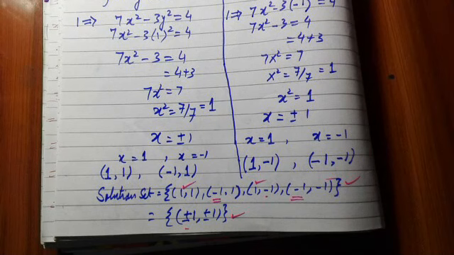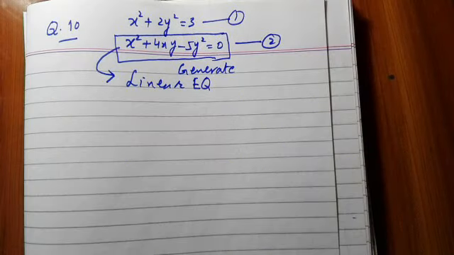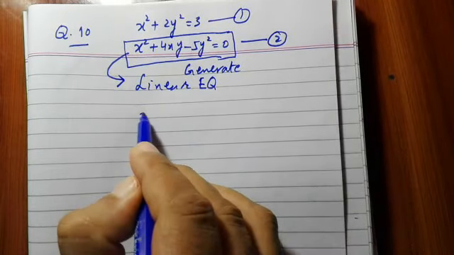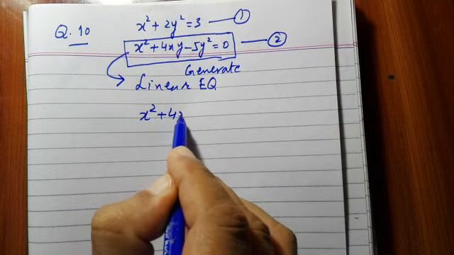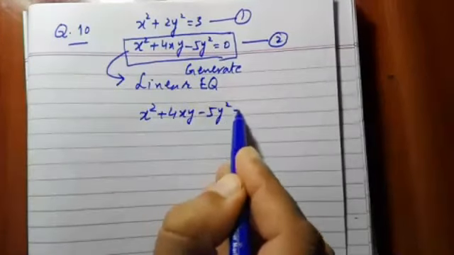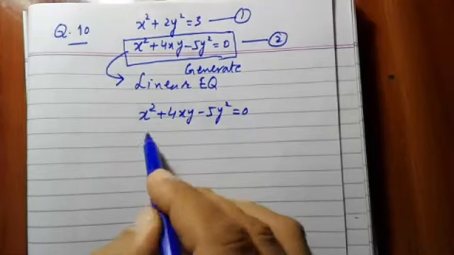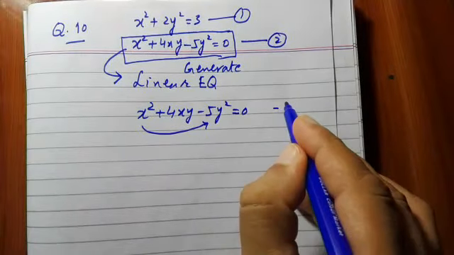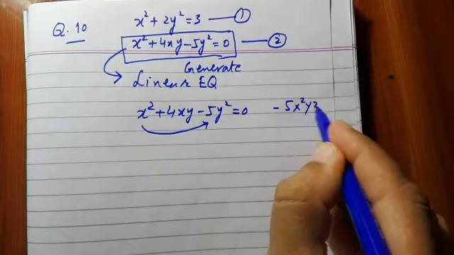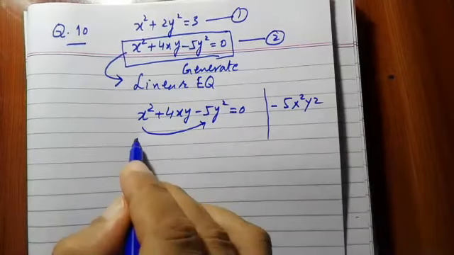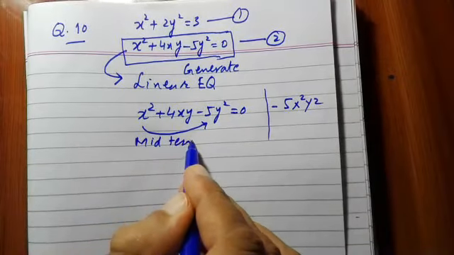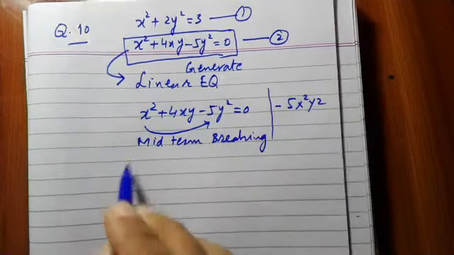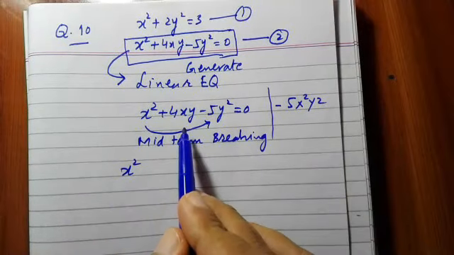It is question number 9. Start working like this: you will factorize this given expression, that is x square plus 4xy minus 5y square, that is equal to 0. So we will do the midterm breaking. Actually you need to find the factors of 5x square and y square. We are going to work it out through midterm breaking. So midterm breaking will generate 2 factors. x square, 4xy should be the midterm, fine.